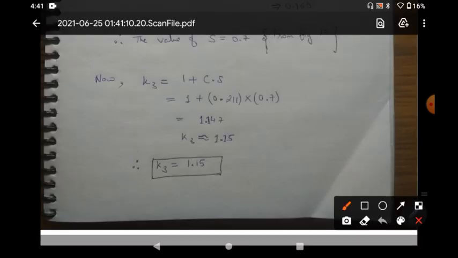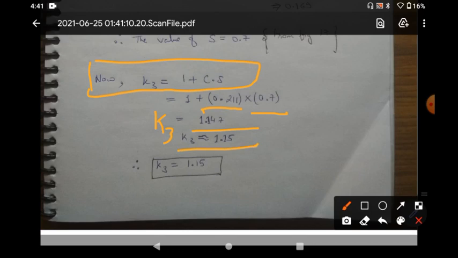Now, as we know, the formula was K3 is equal to 1 plus CS, and the value of C we have calculated, that is 0.211, and the value of S that we have just calculated, that is 0.7. So after solving this, we would be able to find the value of K3, that is 1.147. So we are taking a nearby value, that is 1.15. So the final value of K3 is equal to 1.15.